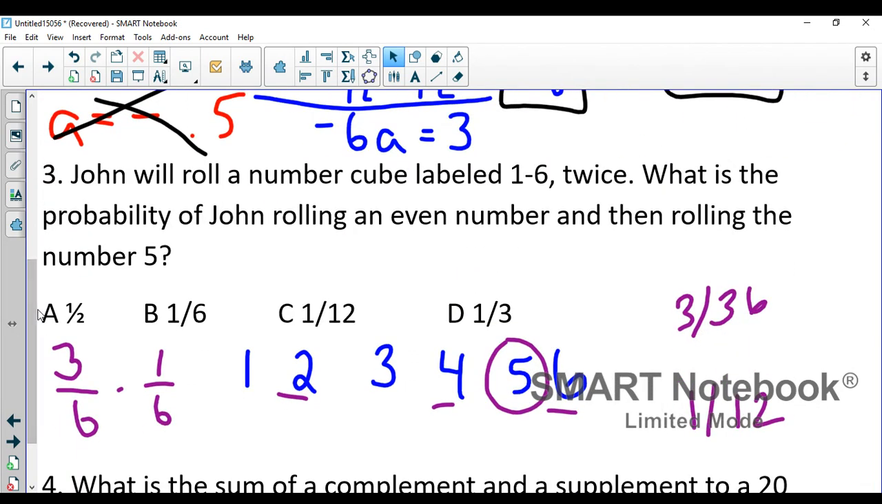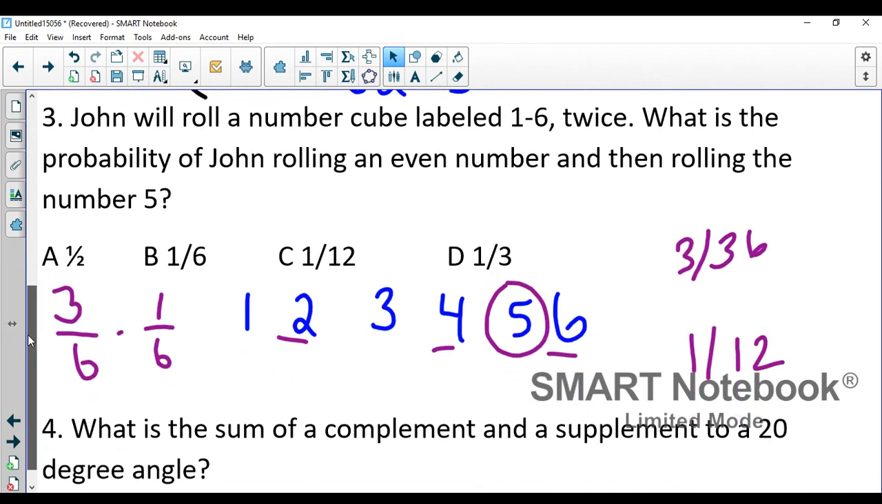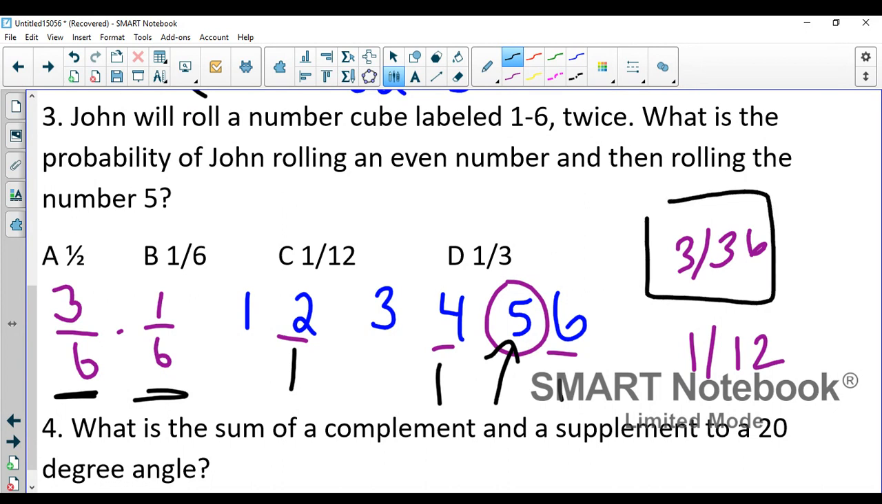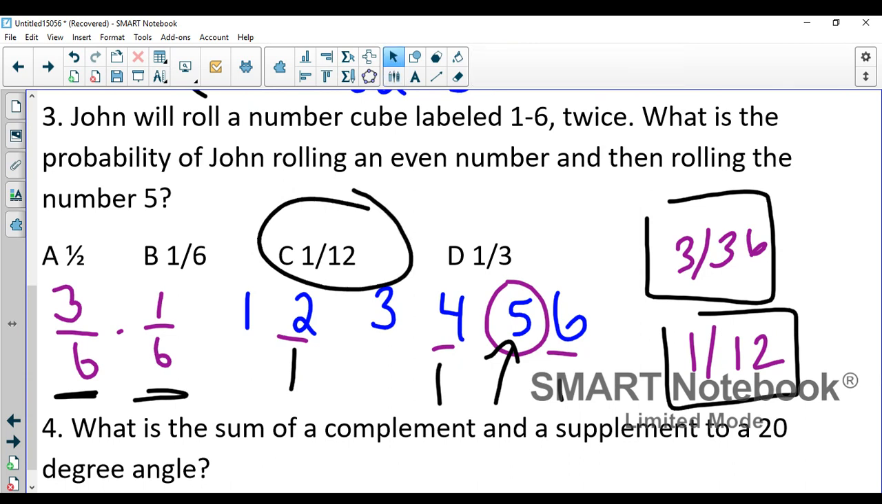Number 3, John will roll a number cube labeled 1 through 6 twice. What is the probability of John rolling an even number and then rolling the number 5? Well, this is what we did yesterday. So the probability he rolls an even number is 3 out of 6 because there's 1, 2, 3 even numbers. So that's the first probability, and you see that right here. The second event is him rolling a number 5. Well, on a dice, there's only one number 5 out of 6 total choices. So when you do 3/6 times 1/6, it gives you 3/36, which is not an answer choice because it simplifies to 1/12, answer choice C.